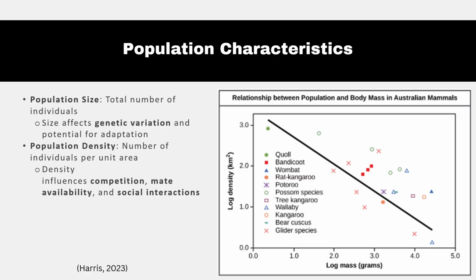Now let's talk about population characteristics. Two key terms we use here are population size and population density. Population size is the total number of individuals. The bigger the population, you usually have more genetic variations, which can improve the ability for that population to adapt. Then we have population density, the number of individuals per unit area. Density affects competition, or how easily an organism can find resources or find a mate, and sometimes this can even affect social behaviors.